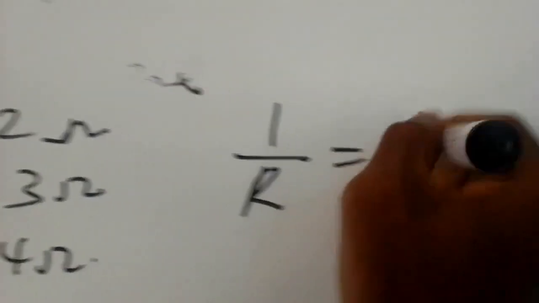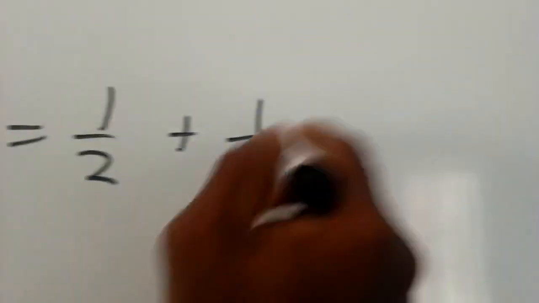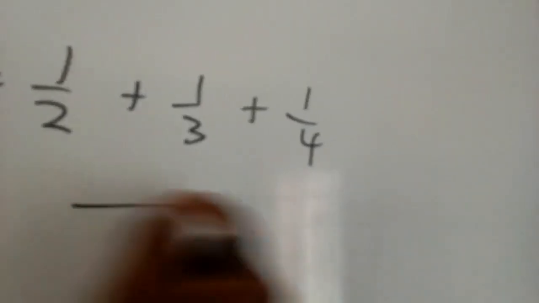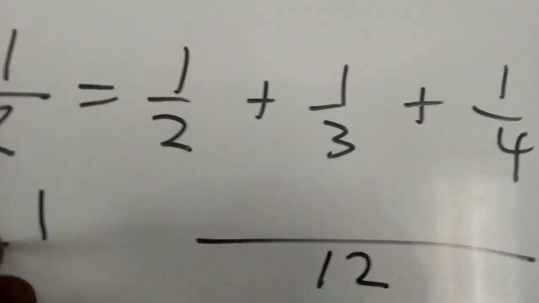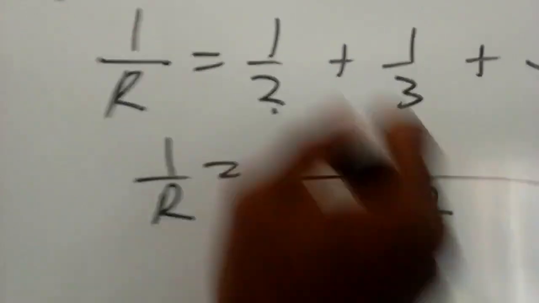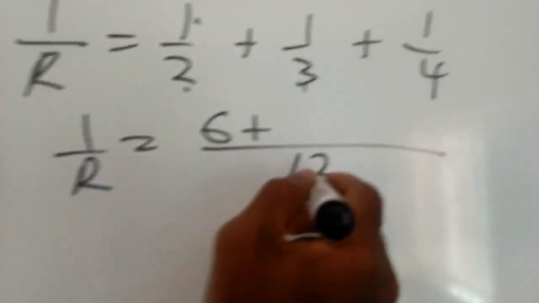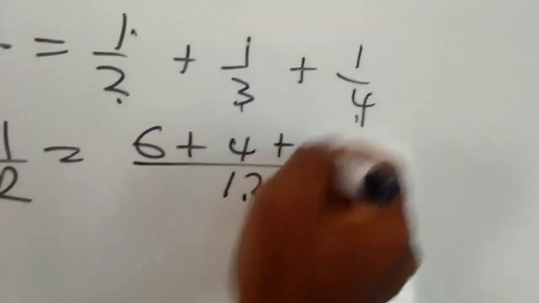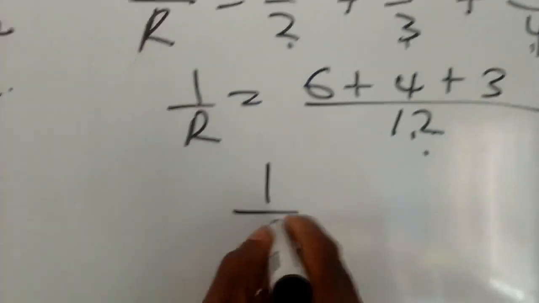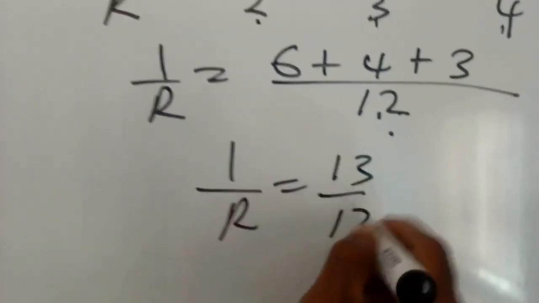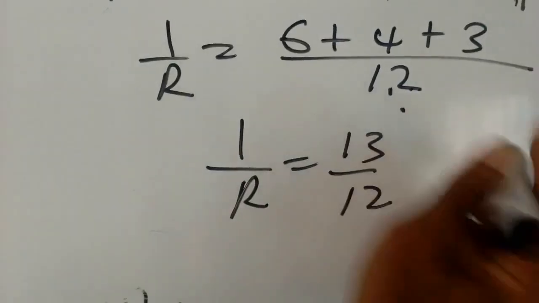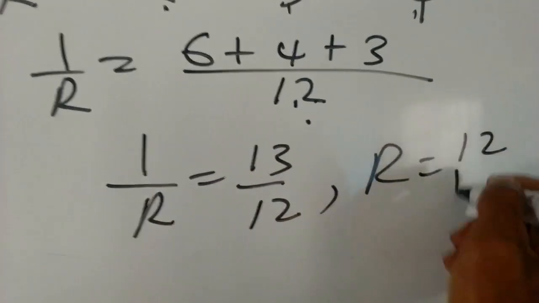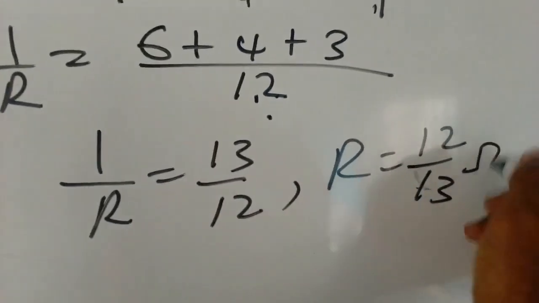We take the reciprocal: 1 over R equals 1 over 2 plus 1 over 3 plus 1 over 4. We can now take the LCM of the 3 numbers, which is 12. So 1 over R equals 6 plus 4 plus 3 over 12, which gives 1 over R equals 13 over 12. Now if you make R the subject, you invert both sides. R becomes 12 over 13 ohm, which is the equivalent resistance.